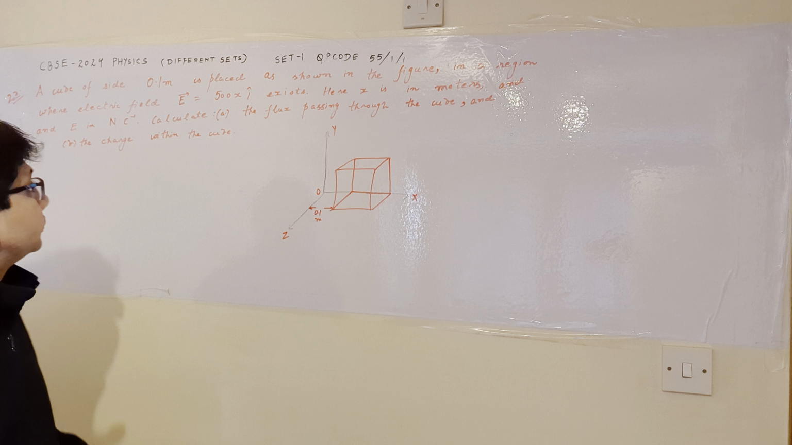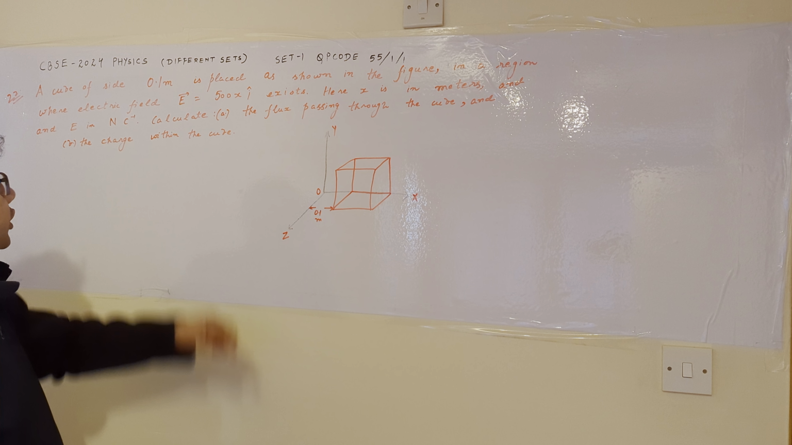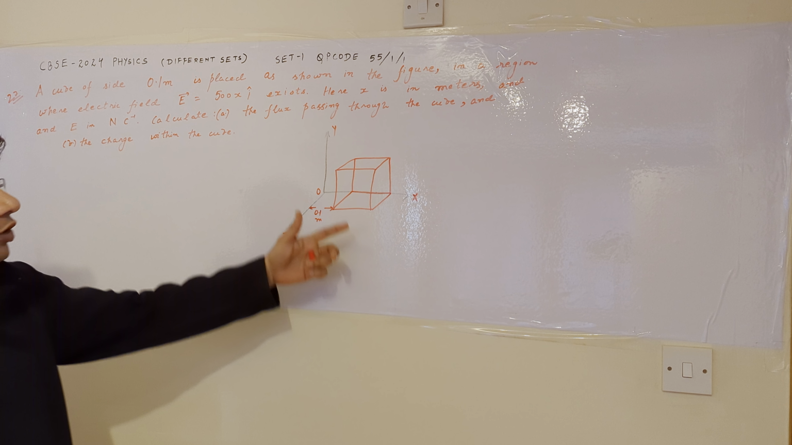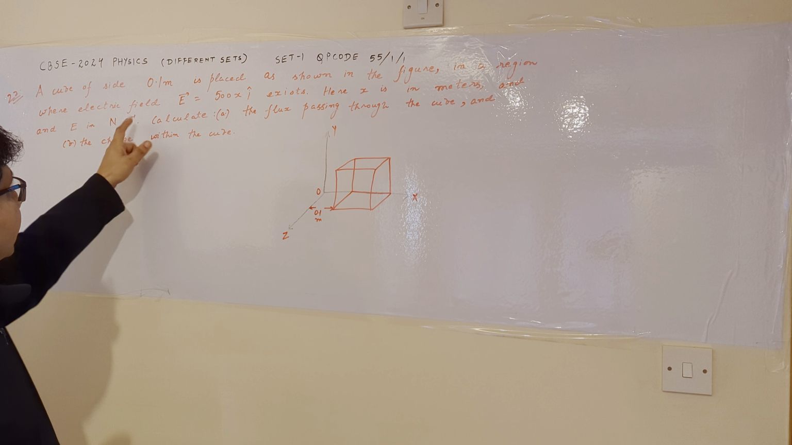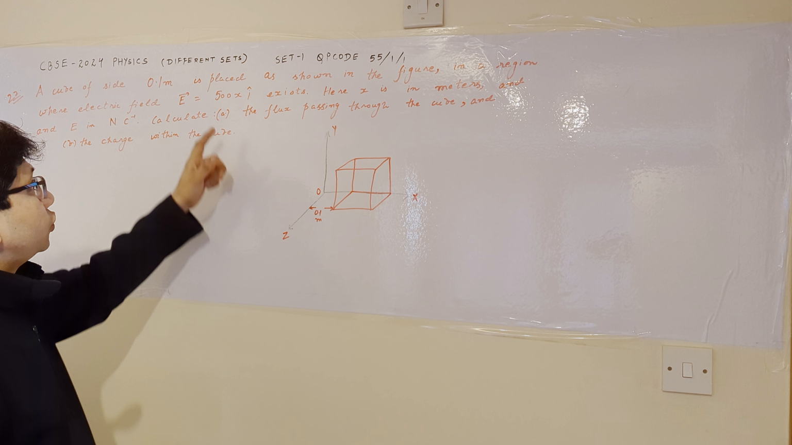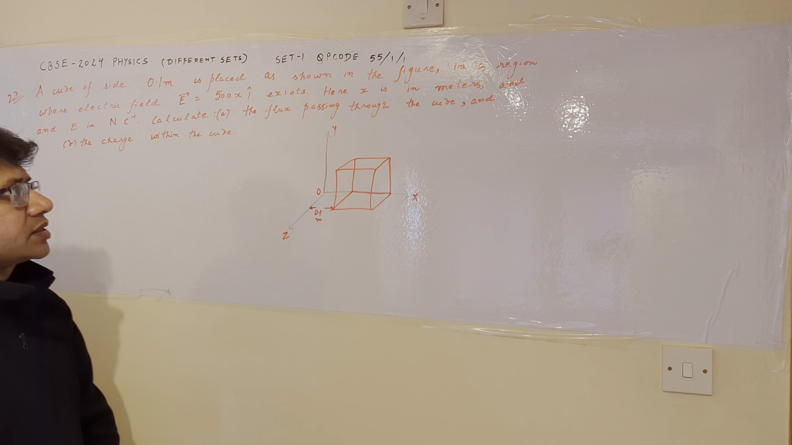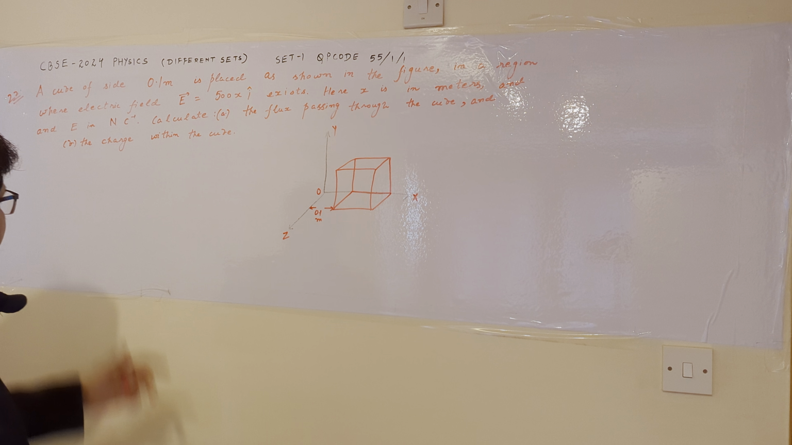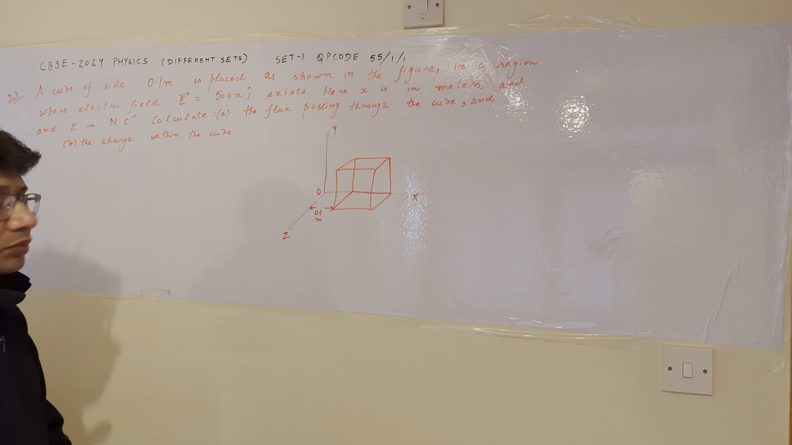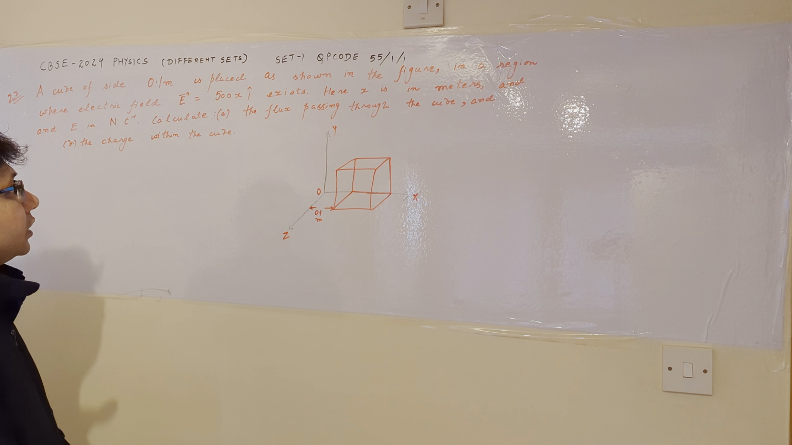Now the question is, a cube of side 0.1 meter is placed as shown in the figure in a region where electric field E equals 500 x i cap exists. Here x is in meters and E in Newton per coulomb. Calculate part A, the flux passing through the cube, and part B, the charge within the cube.